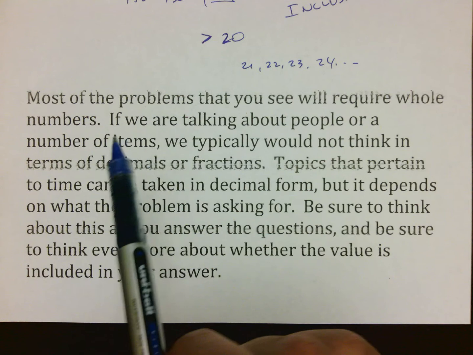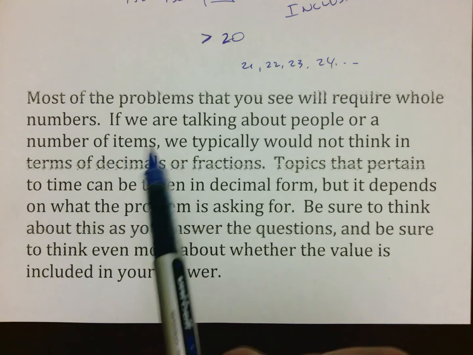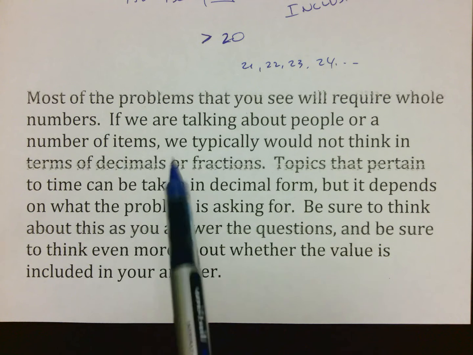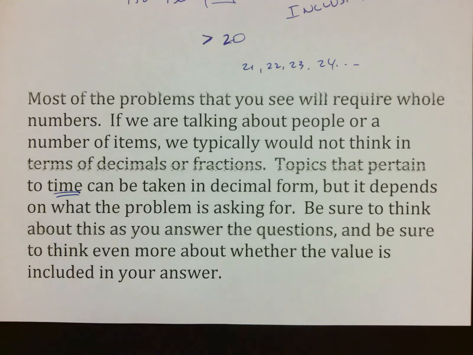You would have to purchase 3, 4, 5, 6, 7, 8, 9, or 10 volleyballs. Again, you can't have a decimal in terms of those. So we typically don't think in terms of decimals in certain situations. Topics that pertain to time are tricky because they can be taken in decimal form, but it just depends on what the problem is asking for.